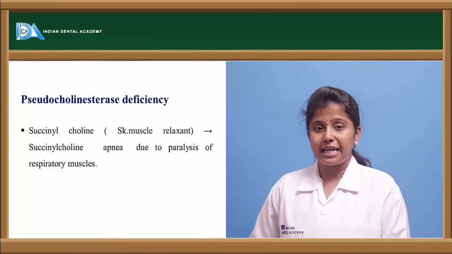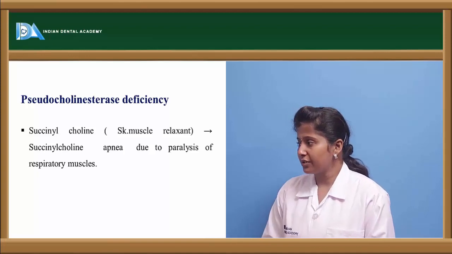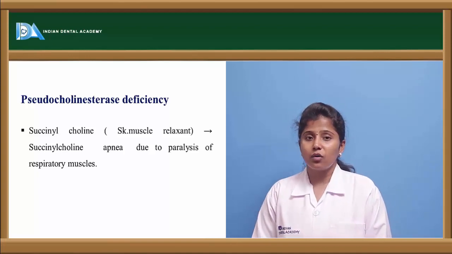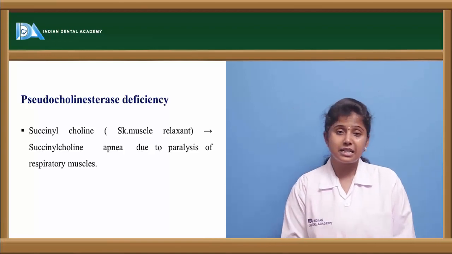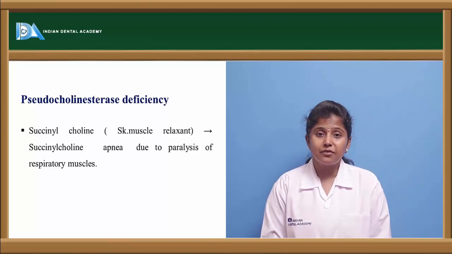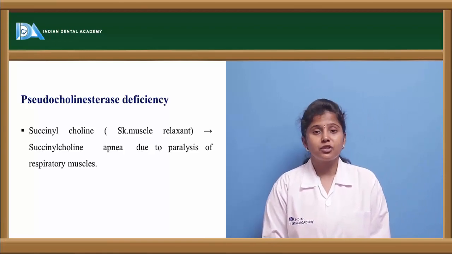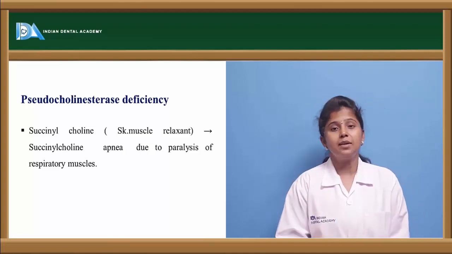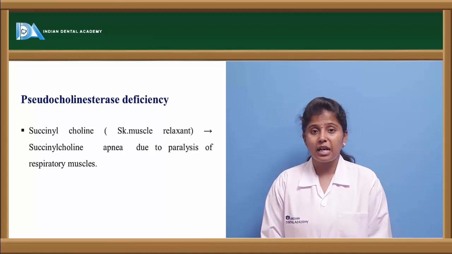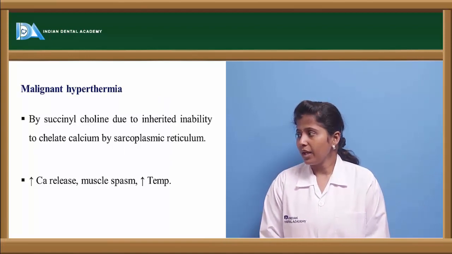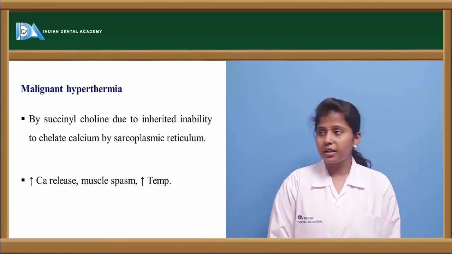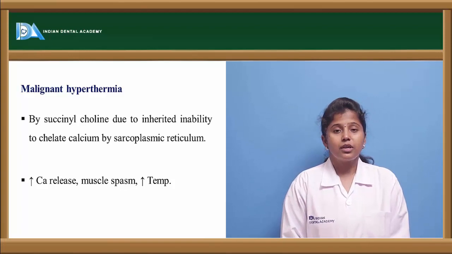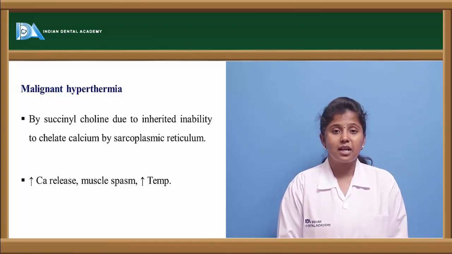Now let us see the examples of genetic factors. Pseudocholinesterase deficiency: succinylcholine is a neuromuscular blocking agent which is metabolized by the enzyme called cholinesterase. If there is a deficiency of this cholinesterase enzyme, that may lead to a greater amount of succinylcholine in the blood, and thereby it leads to succinylcholine poisoning. Then malignant hyperthermia. Here the example is again succinylcholine. The succinylcholine is not metabolized and succinylcholine poisoning takes place.